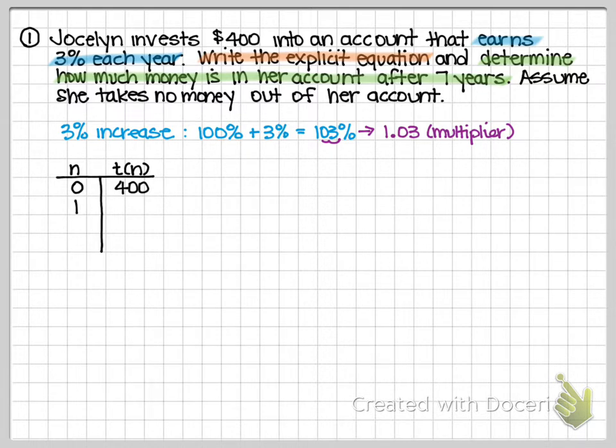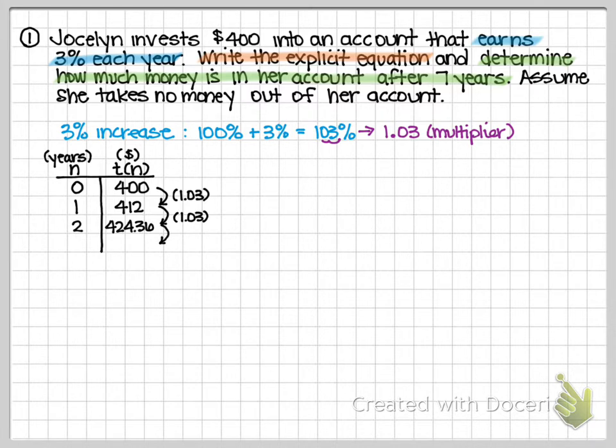1 year later. So let's say that this is years. And then T of N, we're going to let represent money. After 1 year, her money has increased by the multiplier of 1.03. So if we were to type that into our calculators, we would get 412. The second year, okay, we would multiply again by 1.03, which gives us 424.36. And then we would keep going in this fashion.